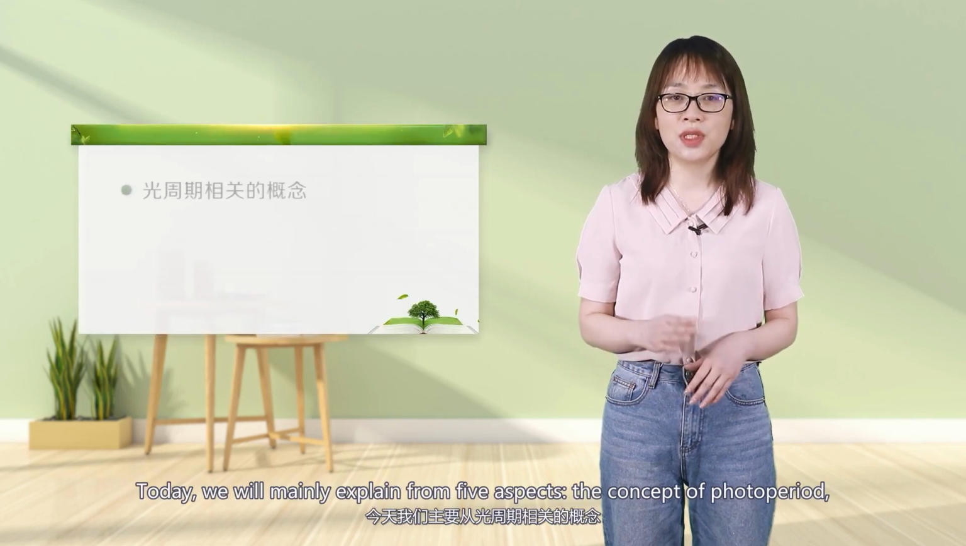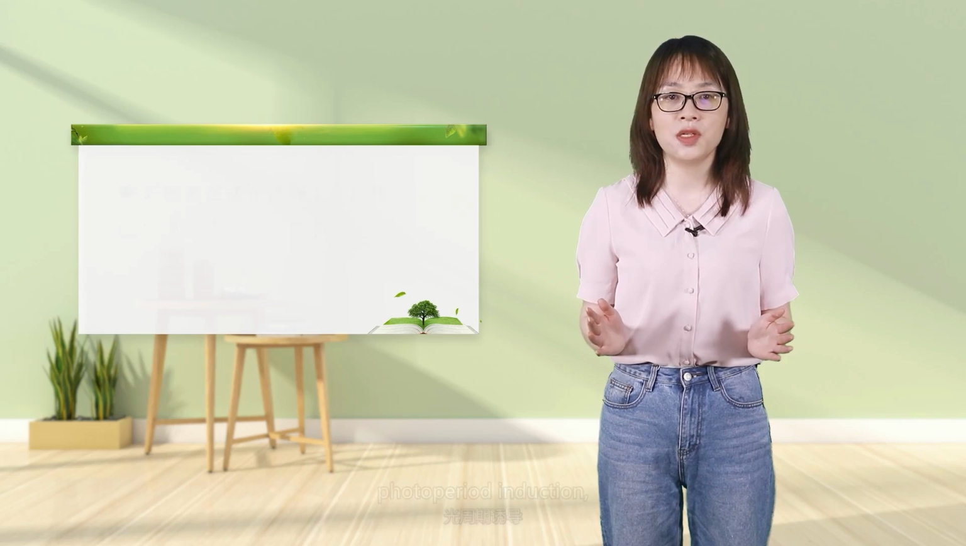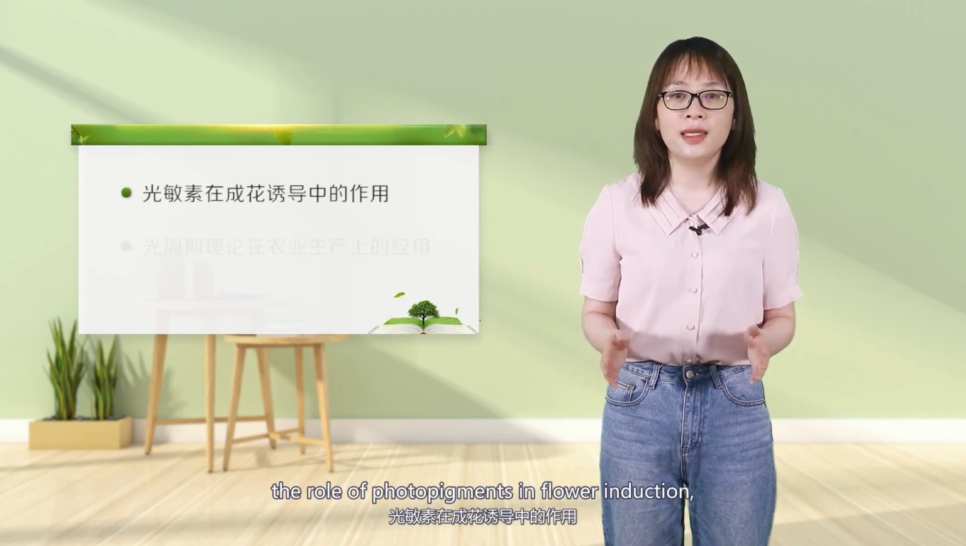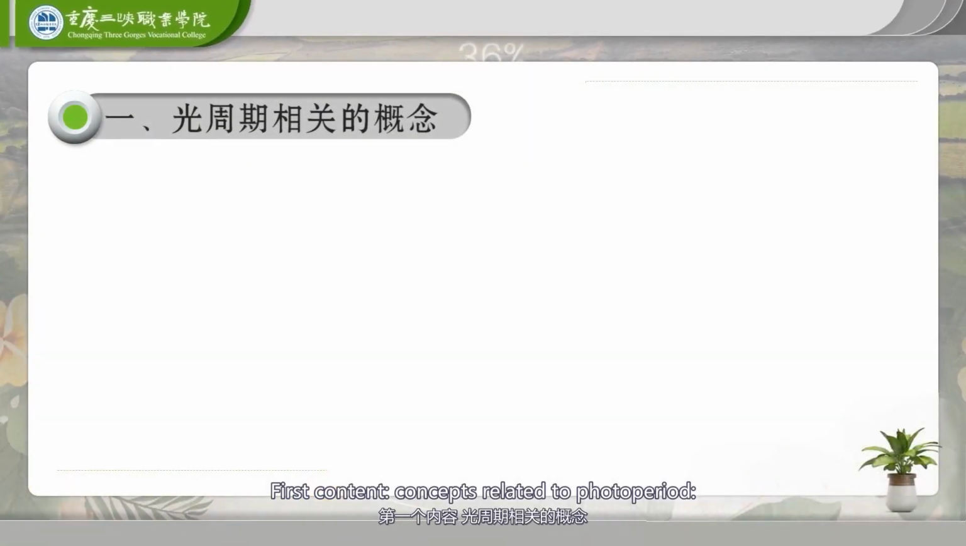This is related to the photoperiodic phenomenon that we're going to study next. Today, we will mainly explain from 5 aspects: the concept of photoperiod, the types of plant responses to photoperiod, photoperiod induction, the role of photopigments in flower induction, and the application of photoperiod theory in agricultural production. First, concepts related to photoperiod.